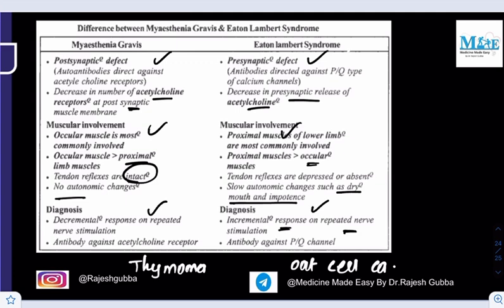And what is the drug of choice for Lambert-Eaton myasthenic syndrome? That is 3,4-diaminopyridine. That will increase the acetylcholine release from the presynaptic nerve terminal. That is the drug of choice in patients with Lambert-Eaton myasthenic syndrome.